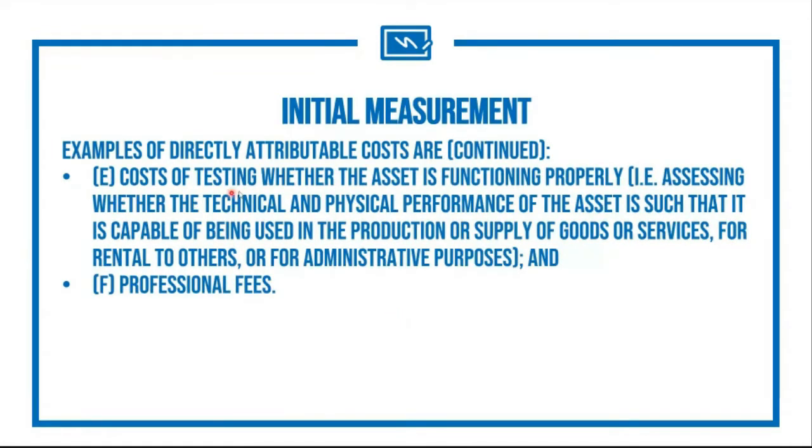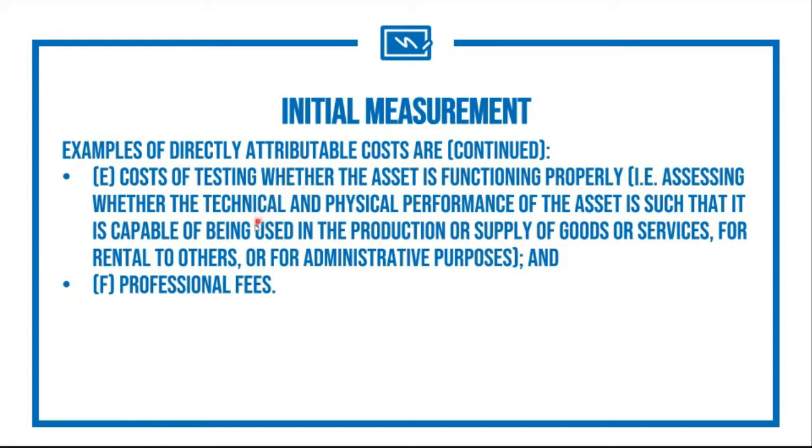We have letter E, cost of testing whether the asset is functioning properly, i.e., assessing whether the technical and physical performance of the asset is such that it is capable of being used in the production or supply of goods or service for rental or for administrative purposes, and letter F, professional fees. So those are some components of directly attributable cost. Now, we need to reiterate that particularly in the process of testing, if you were able to produce samples or particular inventory in relation to testing the PPE, whatever proceeds you derive from those test outputs will be deducted from the cost associated with the testing. So it is going to be netted off.